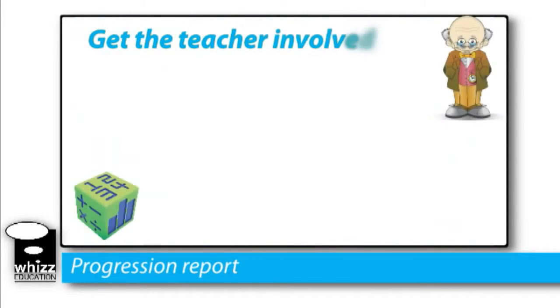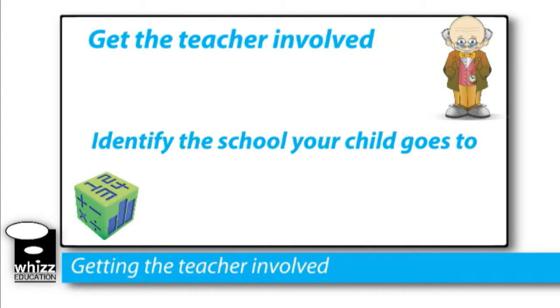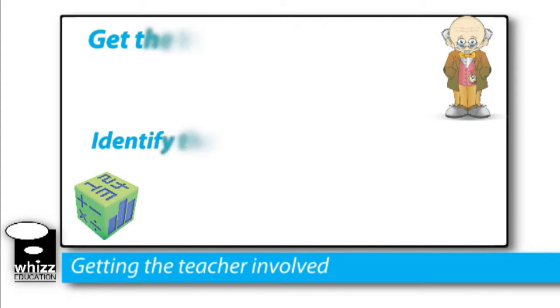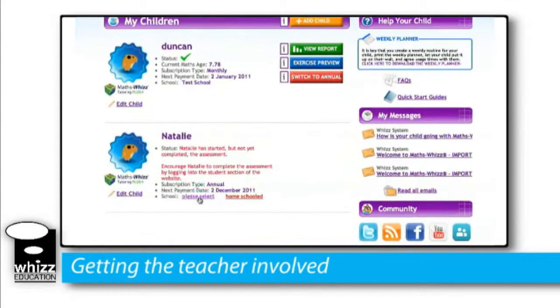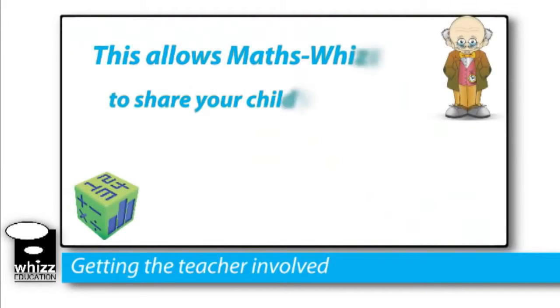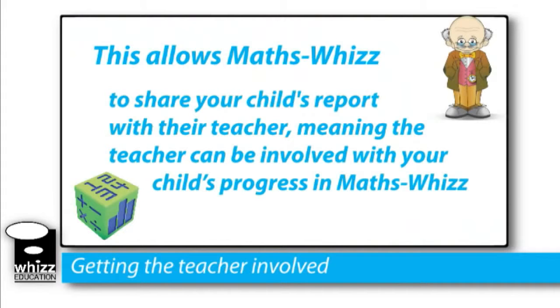In fact, one of the other things you can do as a parent is get your teacher involved. And you can do that by identifying the school that your child goes to. So for example, with Natalie here, you can identify the school Natalie goes to by clicking on Please Select here and identifying your child's school. What that will allow Maths-Whizz to do is share your child's report with your child's class teacher. And that's really beneficial for you because what that means is your teacher can be involved with your child's progress through Maths-Whizz.